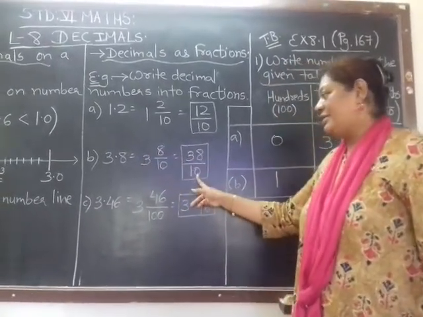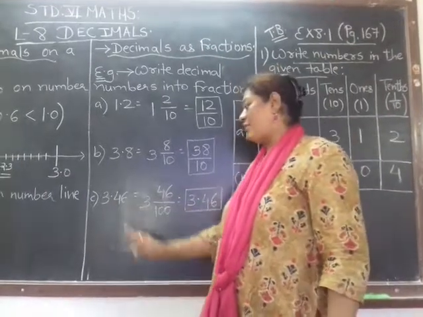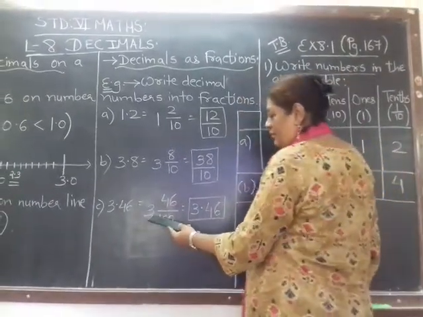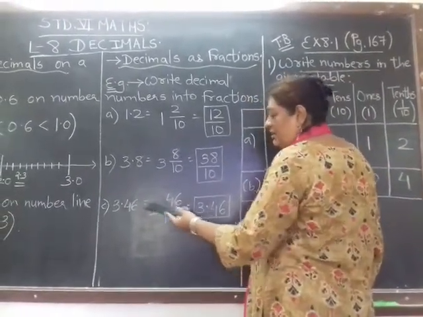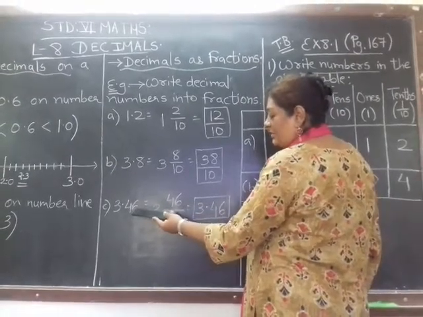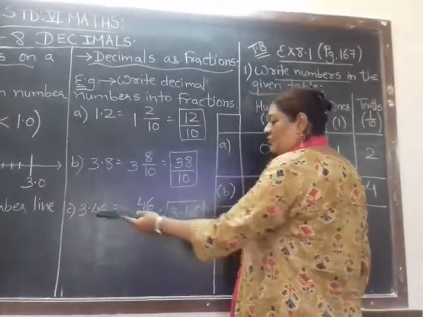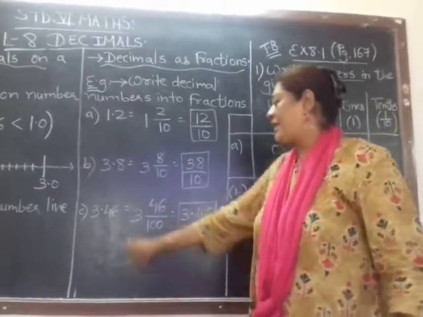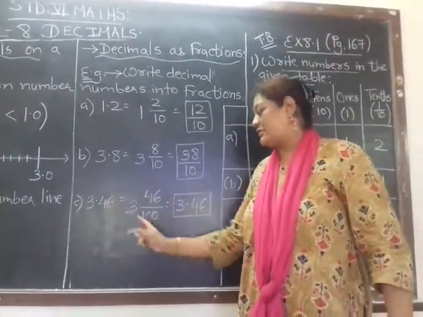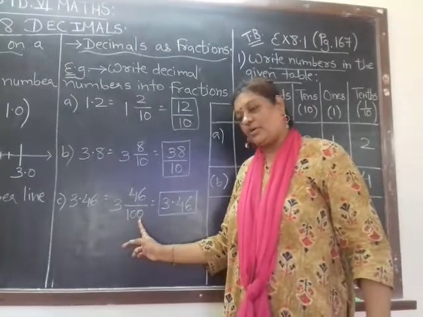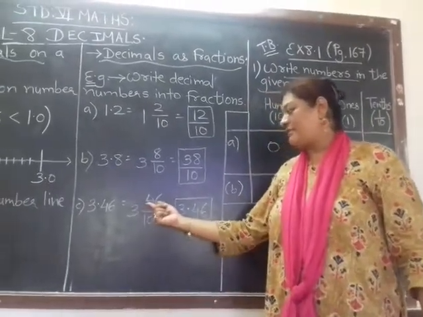So 38 upon 10. The same example, 3.46. 3 is a whole number written beside the fraction bar. After the decimal we have two numbers, 4 and 6, so 2 zeros come in. See, after the point I have two digits, 4 and 6. 2 zeros come in 100. So 46 upon 100. Combine this whole number with the numerator.